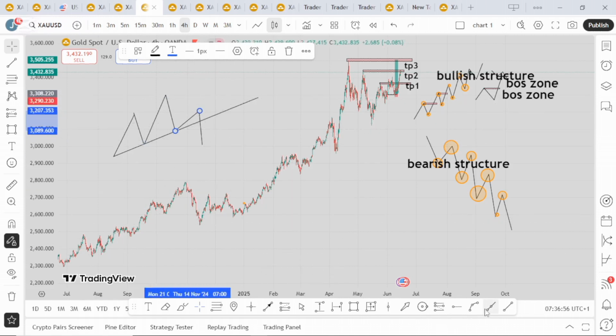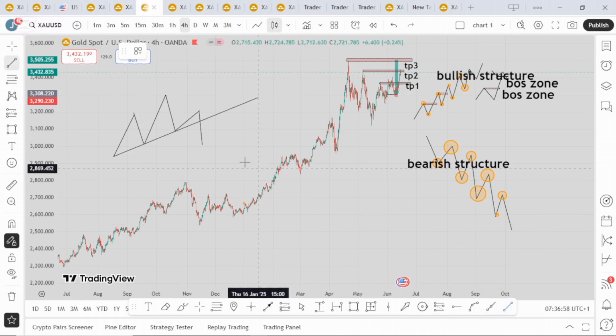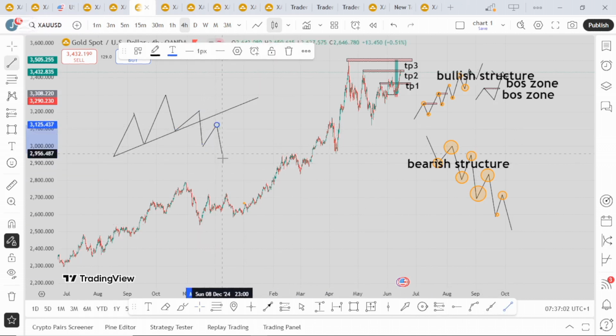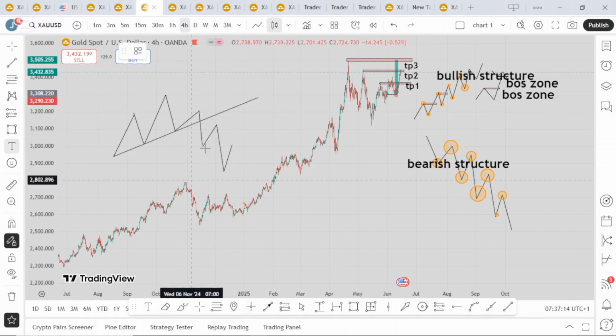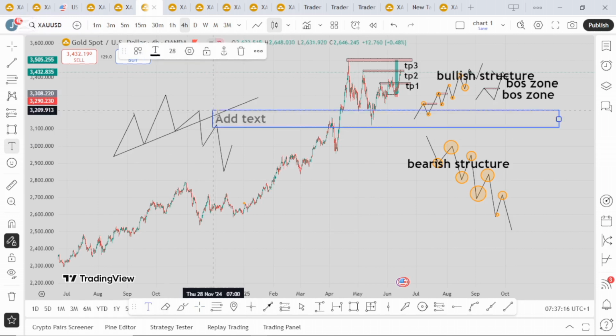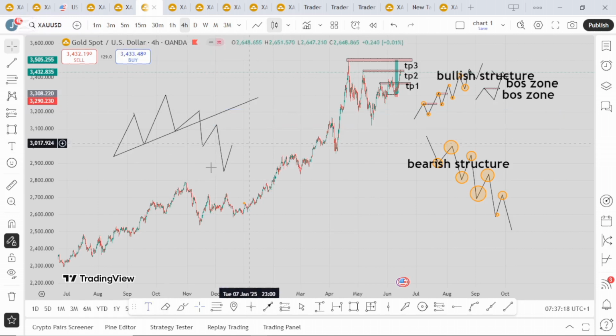So once we see this guy here, this is a proper shift of market structure. It means from bullish structure to bearish structure. So now this is it. This is shift of structure. Now this zone here is called shift of structure. This is where the shift of structure started.